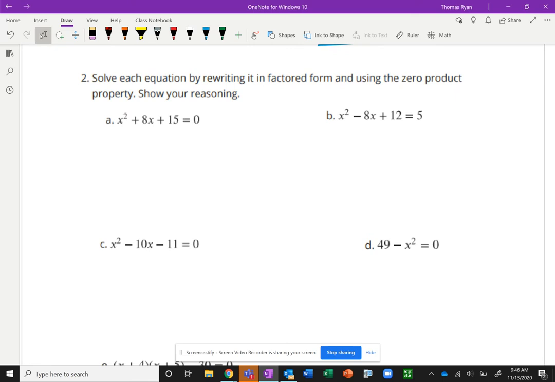So here we go. We've just got to put all the pieces together. That's it. Let's do it. Okay, it's already equal to 0. Perfect. Let's put it in factored form.